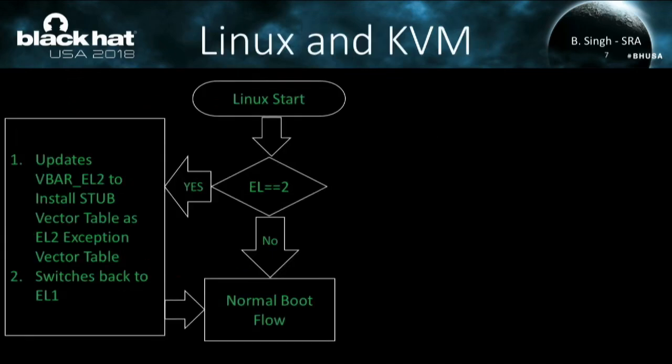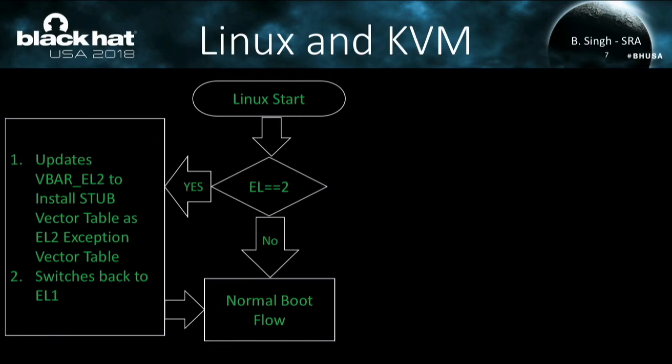Okay. So in order to support KVM in Linux, Linux has to boot in EL2. One of the initial things that Linux does when it starts to boot is it checks the current EL value, the exception level value. If the exception level value is 2, then it knows that, okay, I'm running in EL2, so I can access the VBAR_EL2 register, because the VBAR_EL2 register can't be accessed from EL1 directly. It can't be accessible from EL1.